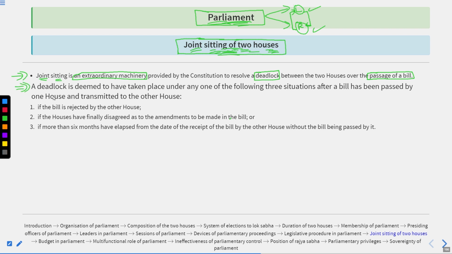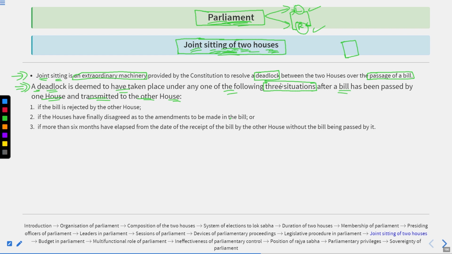So we can say a deadlock is deemed to have taken place under any of the following three situations. After a bill has been passed by one house and transmitted to the other house. So we can say, this is the bill, and this bill is to be passed from Lok Sabha and Rajya Sabha, which means both houses of parliament. Then on which grounds could we consider that there is a deadlock between the houses?